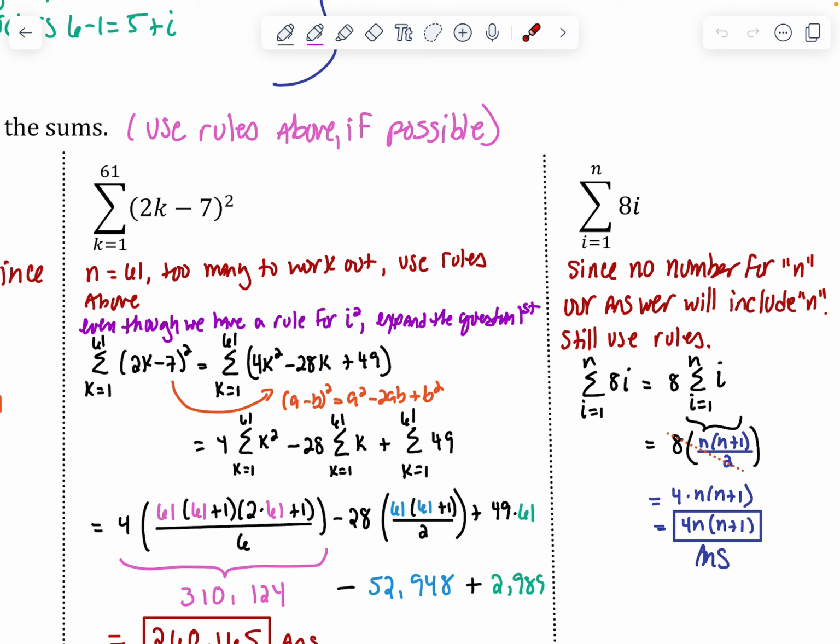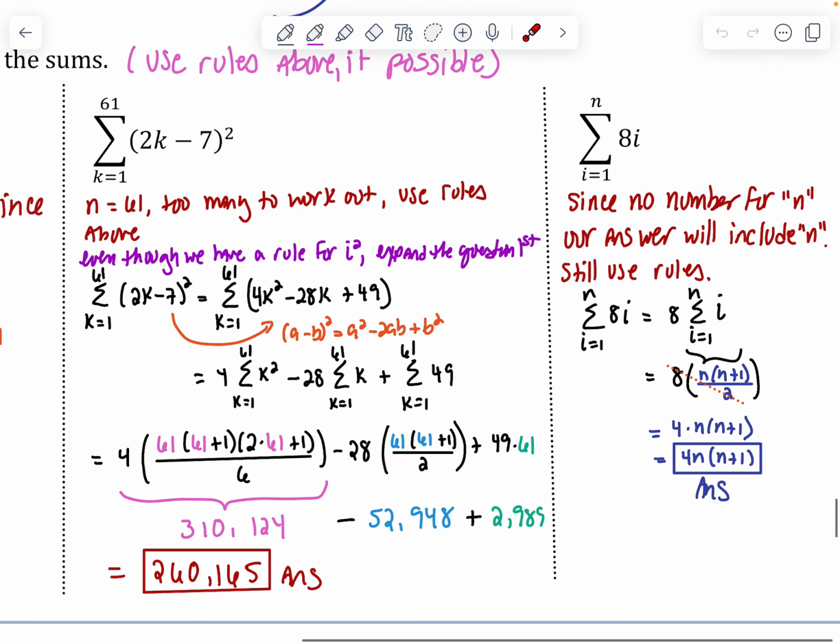So I'm going to pull this 8 out front, and just summing up the index, we know is this formula, but since I have an 8 out front, I can cancel this 2 into the 8 4 times. And instead of writing 4 times n times that, I'm just going to write it so it's 4n. And I've now cleaned up my summation.